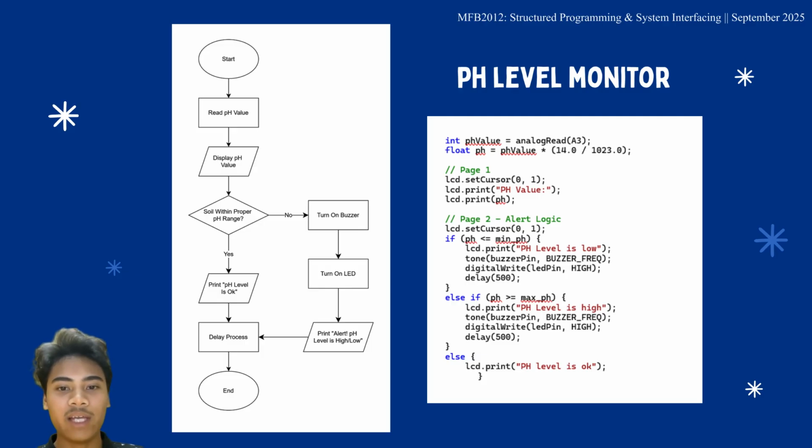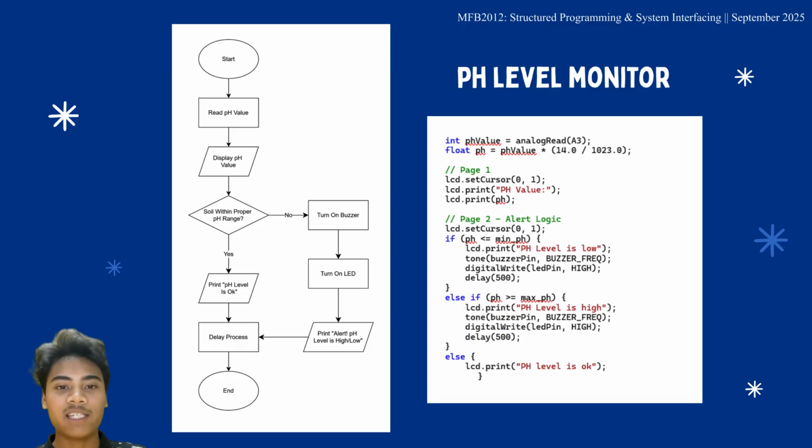If the pH level is lower than the minimum pH level threshold, it will display that the pH level is low on page 2 of the status screen, as well as activate the LED pin and buzzer. And if the pH level is higher than the maximum pH level threshold, it will instead display that the level is high on page 2 of the status screen, and like just now, it will also activate the LED and buzzer.